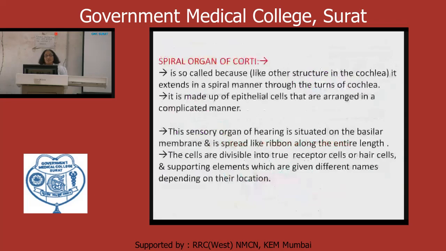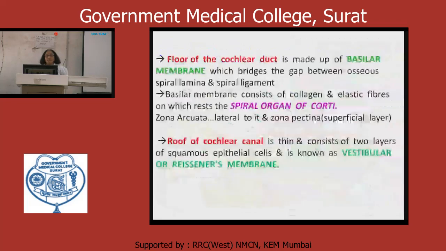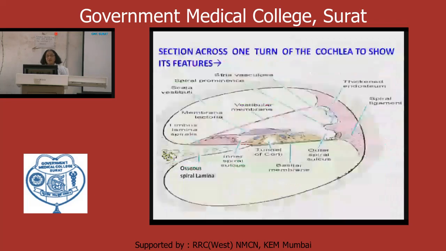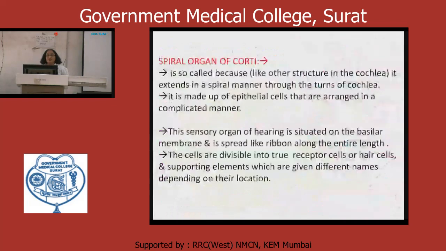Before going into detail about the spiral organ of Corti, what are its functions? The spiral organ of Corti is so called because, like other structures in the cochlea, it extends in a spiral manner through the turns of the cochlea. It is made up of epithelial cells arranged in the complicated manner that I have told you. The structure that is inferior in the upper part becomes superior in the lower part.